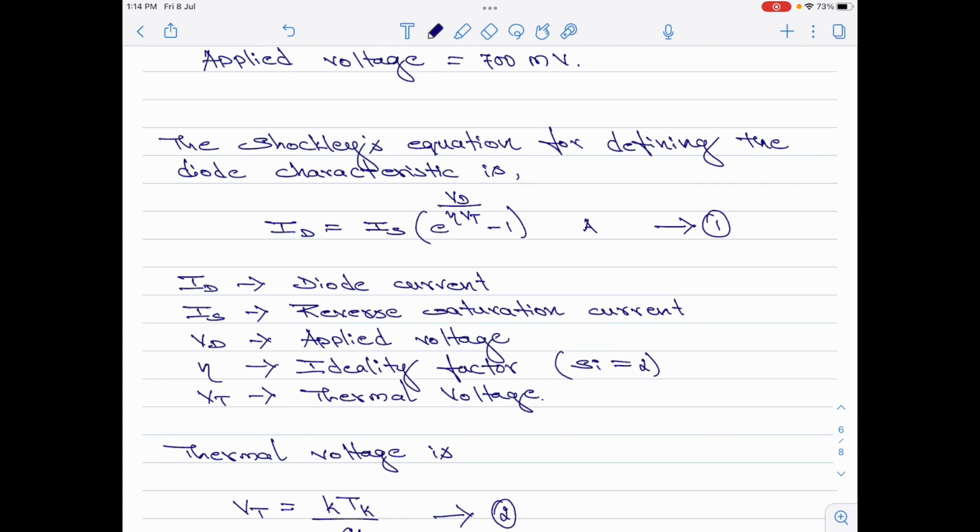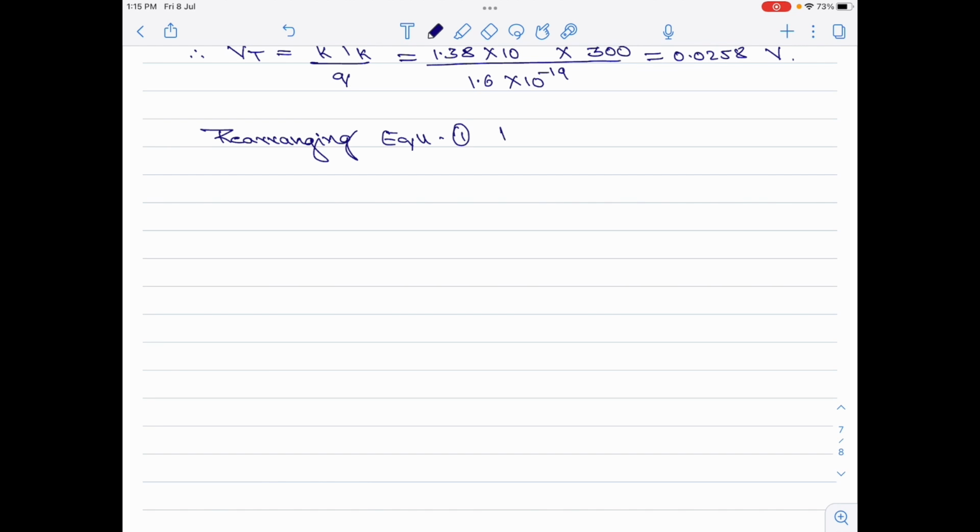Right? Once we find the value of Vt, we can substitute everything back into equation 1 to find the value of the reverse saturation current. But before that, let me rearrange equation 1 for Is here. We get Is equal to Id divided by exponential of Vd divided by eta Vt, minus 1.